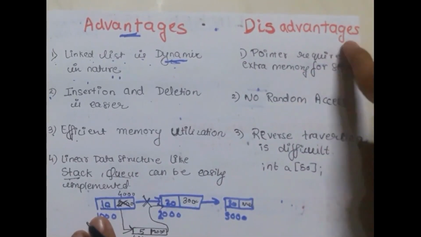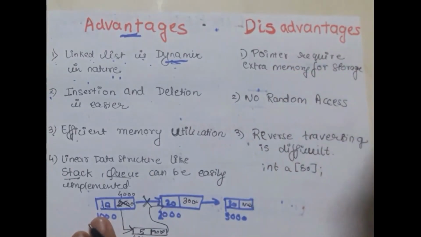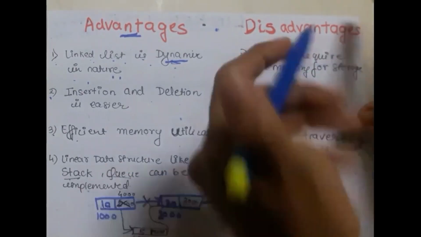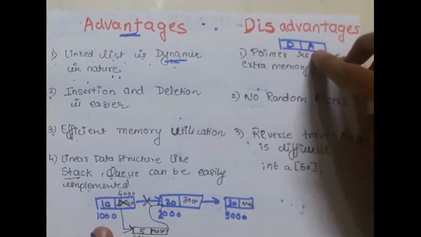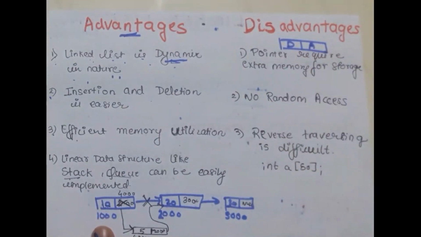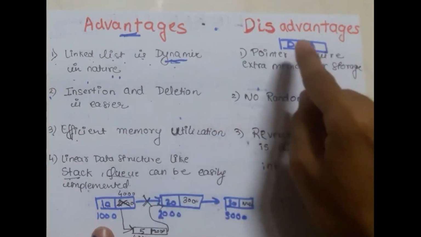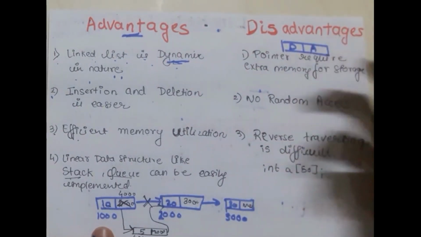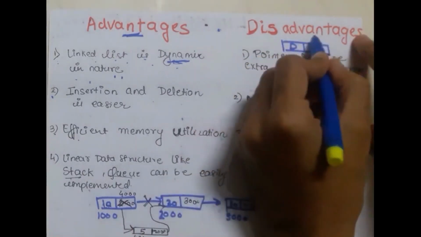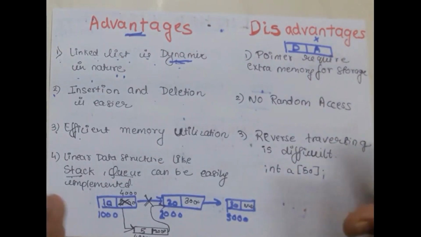Okay, now the disadvantages of linked list. The first disadvantage is that pointers require extra memory for storage. We know the structure of a node consists of a data field as well as an address field, and this address field consists of a pointer to the next node, isn't it? So for every node there are two fields. Along with the data there is one more field which is pointing to the next node. So this field is a total wastage of memory. This field is responsible for extra memory and therefore memory wastage occurs.